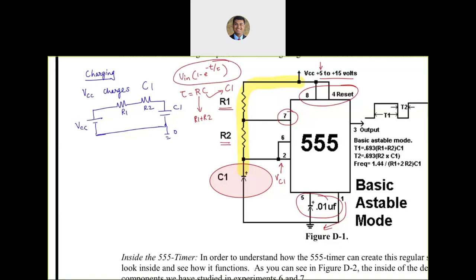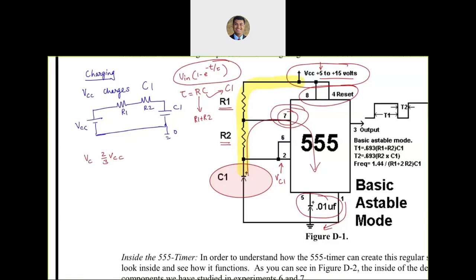So for how long will it charge? Well, until it hits 2/3 VCC. Because once the voltage across the capacitor, VC, reaches 2/3 VCC, it is going to be a turning point. Right at that moment, pin 7 will be connected to ground and the voltage VCC will be out of the picture and the capacitor will start discharging to ground. So it will start dropping at that time. How does it discharge?